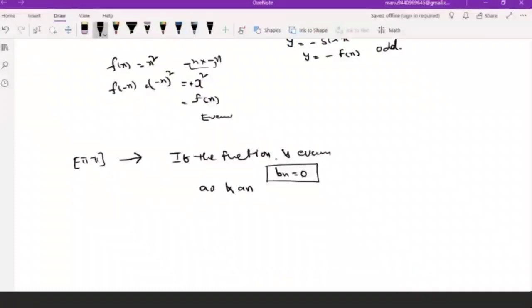We don't need to find the bn value. Why are we not finding the bn value? For example, take f of x into sin nx. Sin nx is an odd function, that is minus. If f of x is even, plus into minus, we are getting minus. If you get minus, that means the value is 0. When we have the modulus, at that time we will get the positive only.